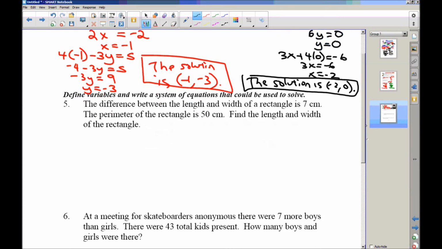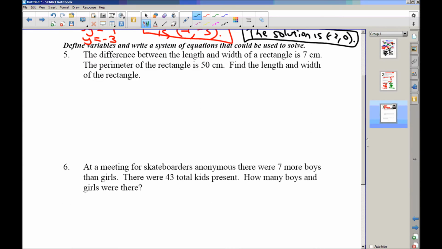All right, define variables and write a system of equations that could be used to solve. So number 5, the difference between the length and the width of a rectangle is 7 centimeters. The perimeter of the rectangle is 50 centimeters, and we want to find the length and the width of the rectangle. So remember, the last sentence usually tells us our variables, so we'll let L equal the length and W equal the width.